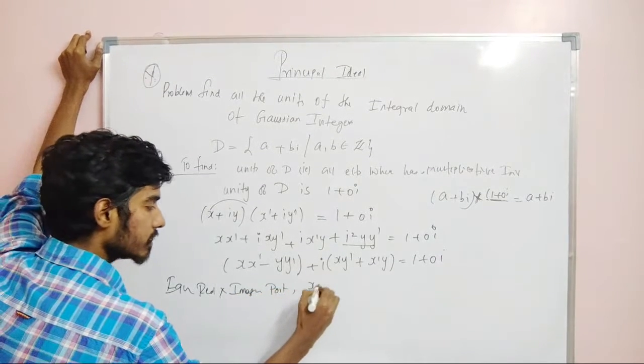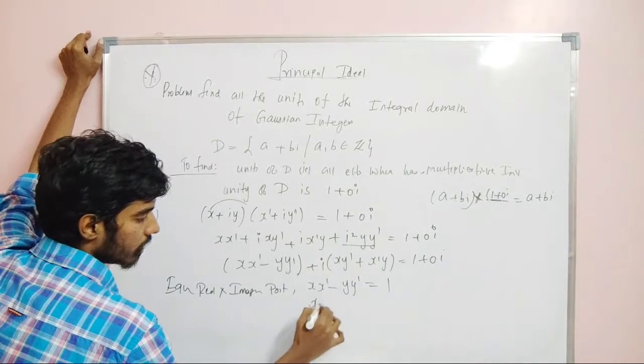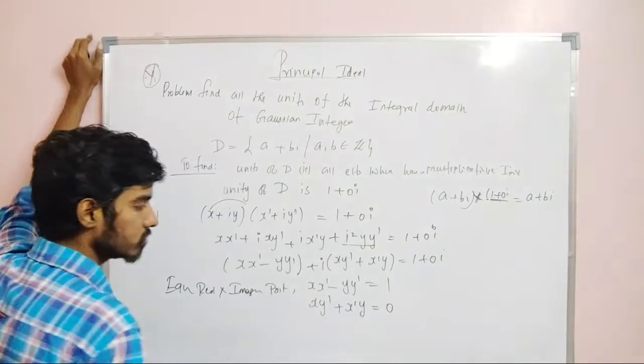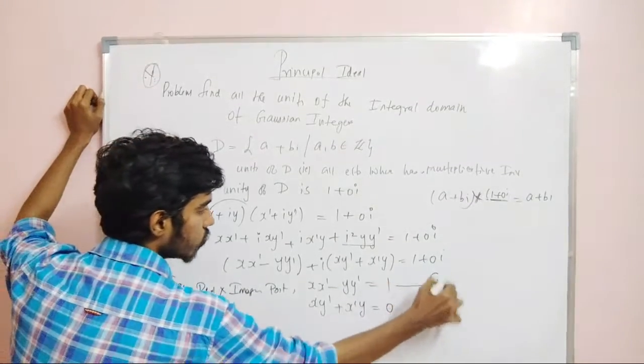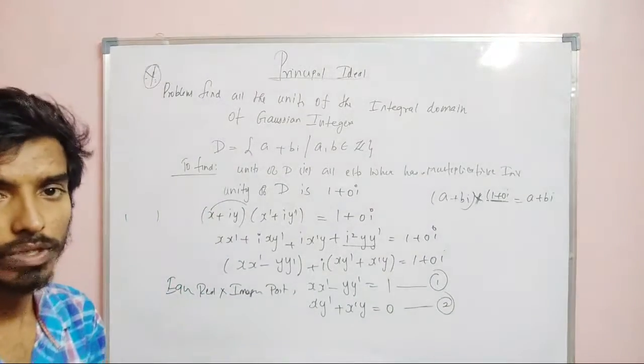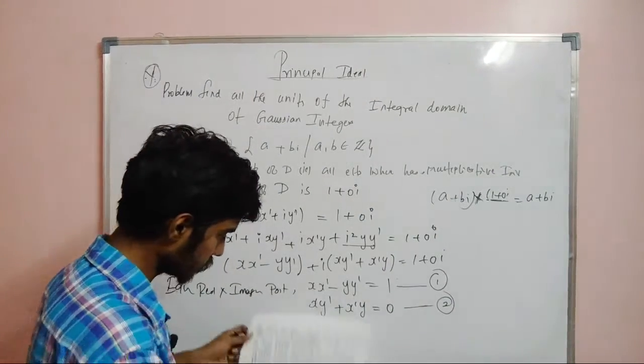So we have x x' minus y y' is equal to 1, and x y' plus x' y is equal to 0. Mark this as equation number 1, mark this as equation number 2. So we need to solve these two equations. We need to find the value of x and y.